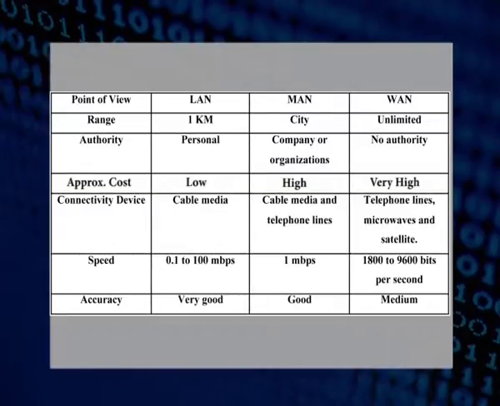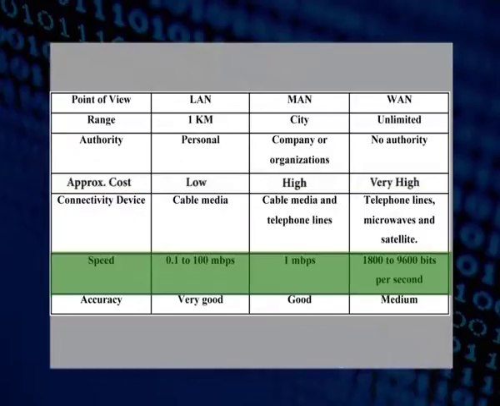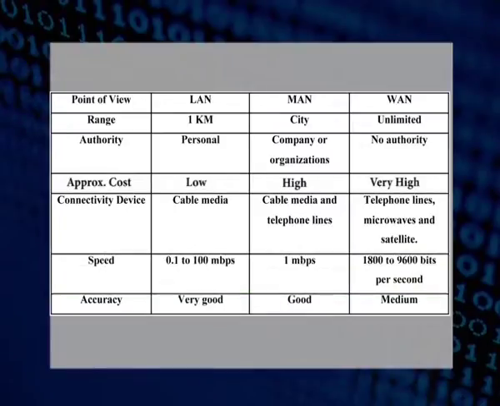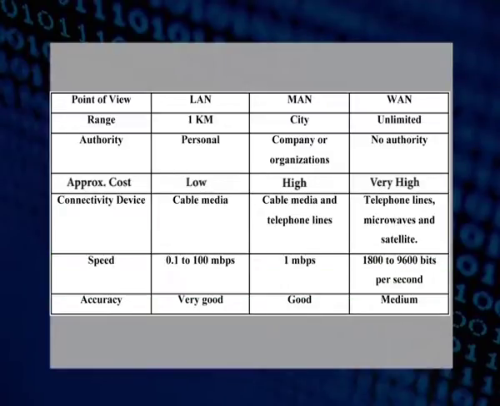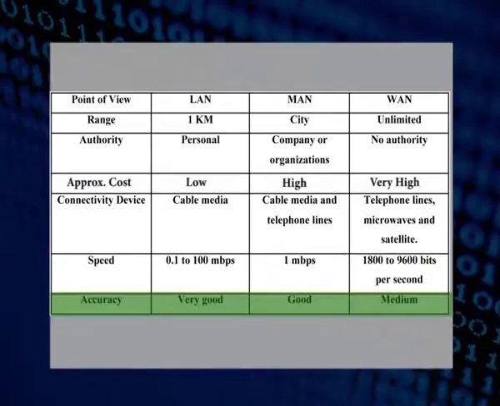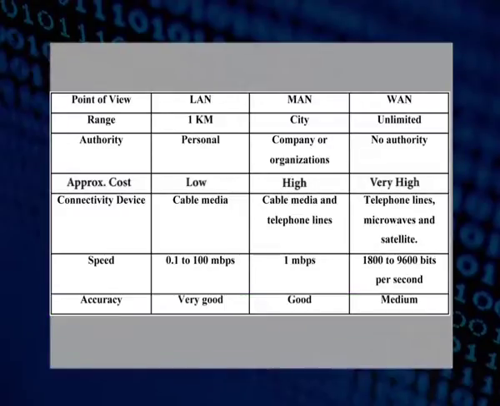and satellite. Speed: for LAN it is 0.1 megabit per second to 100 megabits per second. For MAN it is 1 megabit per second, and for WAN it is 1800 to 9600 bits per second. Accuracy: in LAN it is very good, in MAN it is good, WAN is medium.